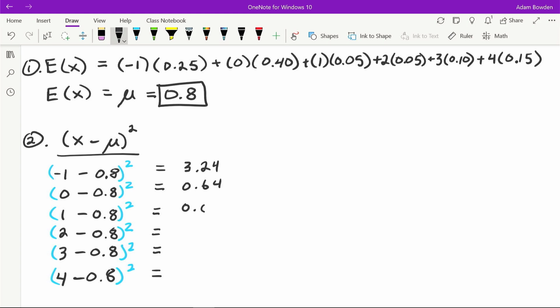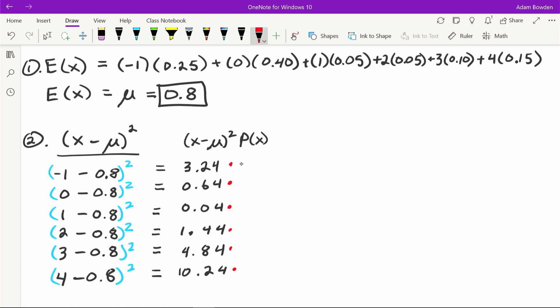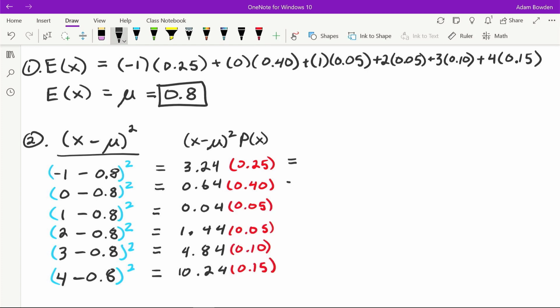0.64, 0.04, 1.44, 4.84, and 10.24. Now each of those values, in the next step, we're going to multiply by each respective probability value, p of x. So you have to look in the table at the probability values that go along with each of these numbers. For the first one, that was 0.25, and then 0.40, and so forth. Okay, let's multiply those together and see what we get.